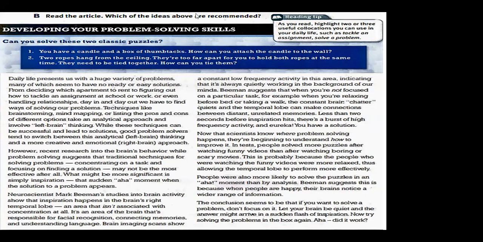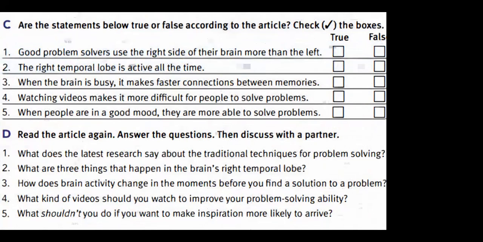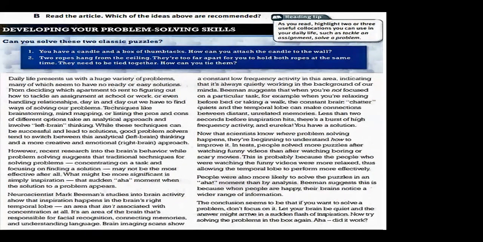Can you solve these 2 classic puzzles? You have a candle and a box of thumbtacks. How can you attach the candle to the wall? Number 2. You have a candle and a box of matches. How can you attach the candle to the wall?